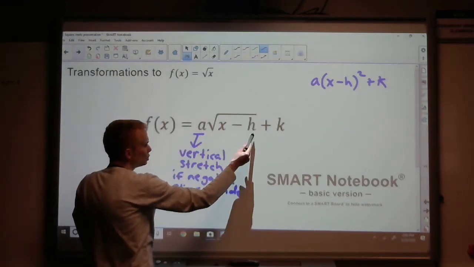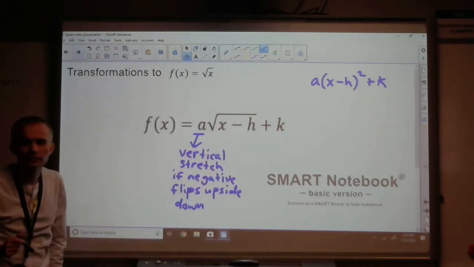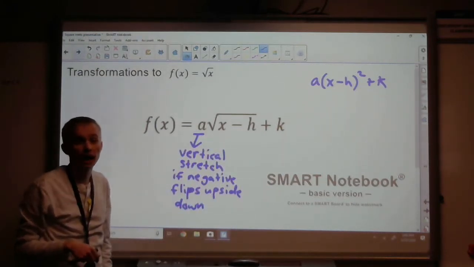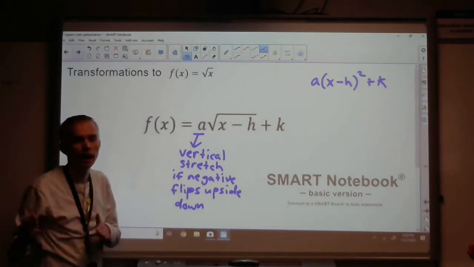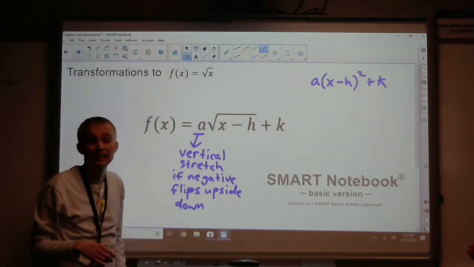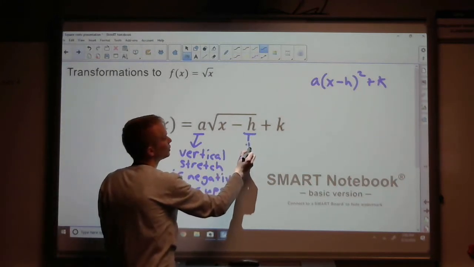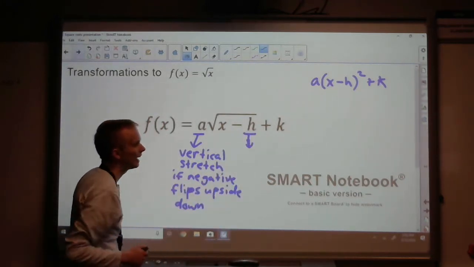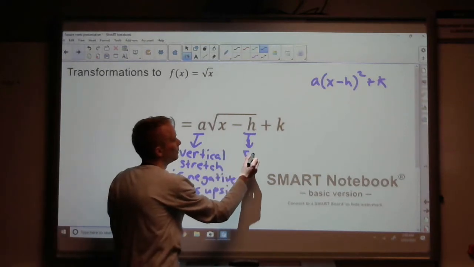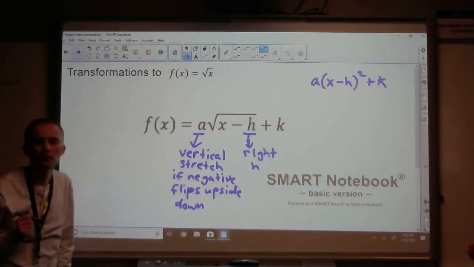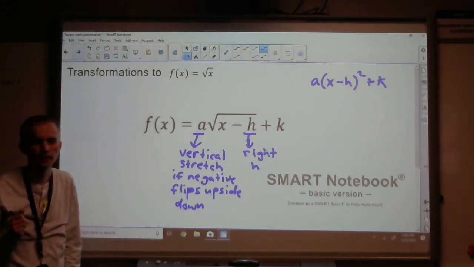The h that's inside the square root with the x, that moved us left and right, okay? And it did the opposite of what the sign was. In this case, where I have a minus with the h, I'm going to be moving to the right, okay?